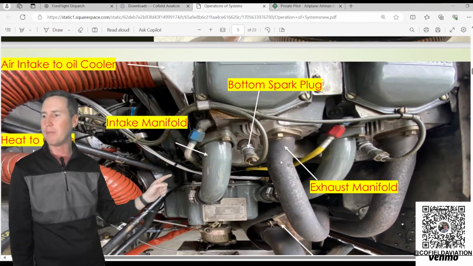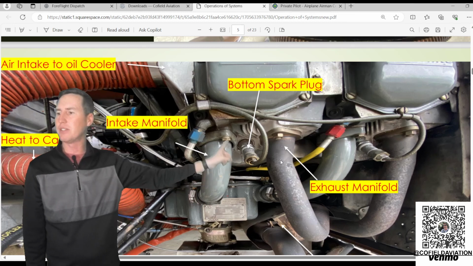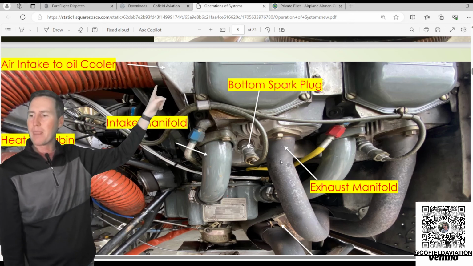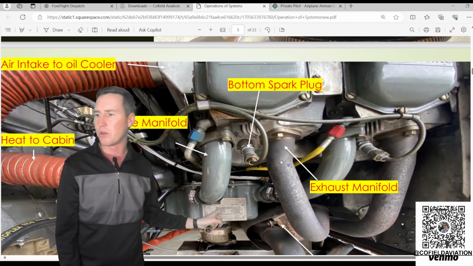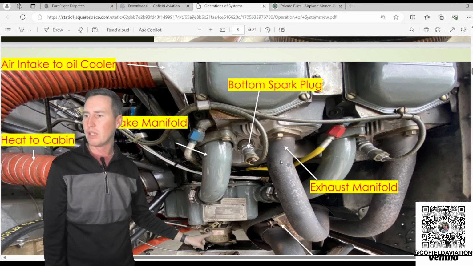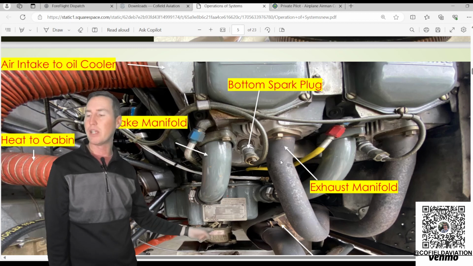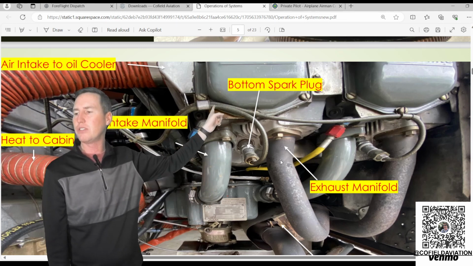So here is the bottom spark plug of that cylinder. There's that intake at the back that we were just looking at. That goes down here to the oil cooler. Here is your carburetor right there. There's your intake manifold. So again, you're creating the fuel-air ratio here, and then there's your intake. That's where it gets sucked into.